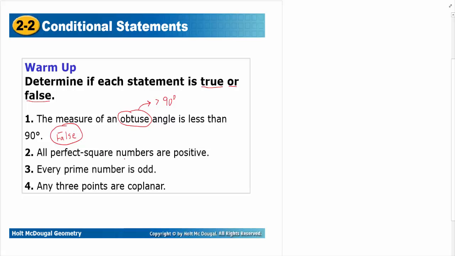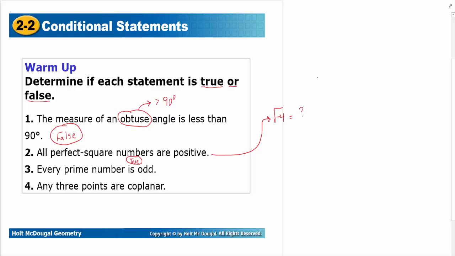Number two, all perfect square numbers are positive. And again, you have to look at the fact that if you try to take the square root of a negative number, you have to ask yourself, what times itself equals -4? Well, nothing times itself equals -4. So this would, number two, would also be false. Actually, sorry, all perfect square numbers are positive, so it is actually true because we can't come up with a counterexample. So number two would be true.